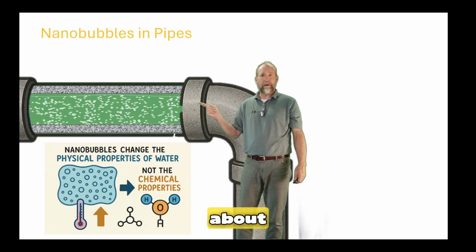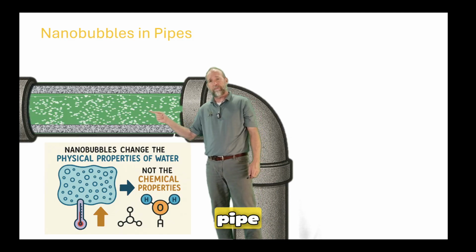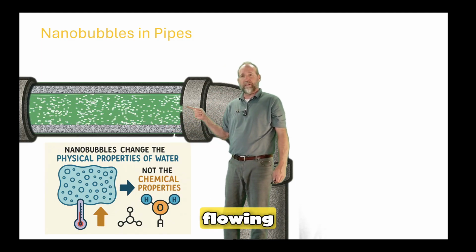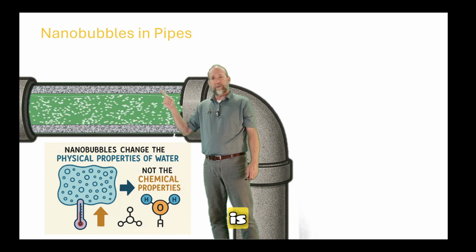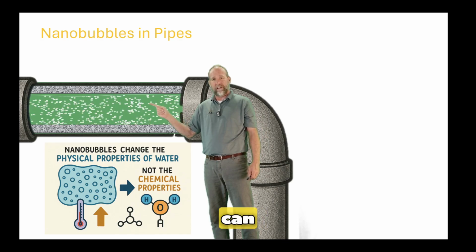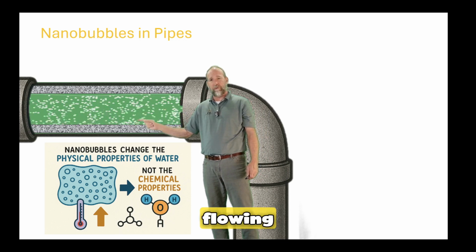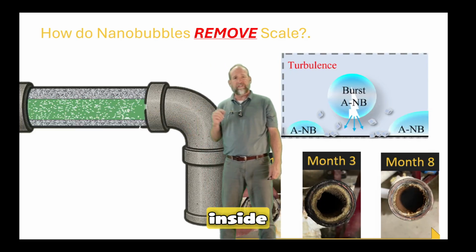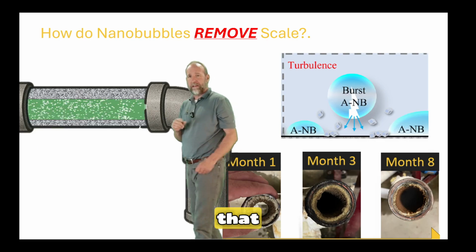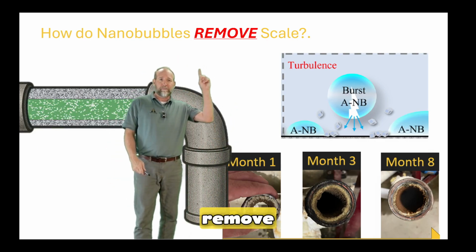So now let's talk about what we got going here, because here's a pipe with water flowing through it, nanobubbles flowing through it, and what you're looking at up here is a layer of scale built up. And as you can see, the nanobubbles are coming in contact with that scale as they're flowing through. And what's going on inside of there? Okay, let's talk about that. How do nanobubbles remove limescale?